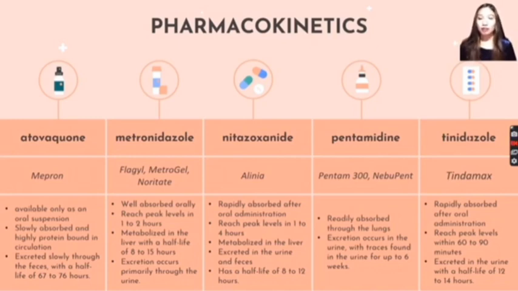Nitazoxanide is rapidly absorbed after oral administration, and it reaches peak levels in 1 to 4 hours. It is metabolized in the liver, excreted in the urine and feces, and has a half-life of 8 to 12 hours. Pentamidine is readily absorbed through the lungs since it is given through inhalation, and its excretion occurs in the urine, with traces found for up to 6 weeks. Tinidazole is rapidly absorbed after oral administration, and it reaches peak levels within 60 to 90 minutes. It is excreted in the urine with a half-life of 12 to 14 hours.